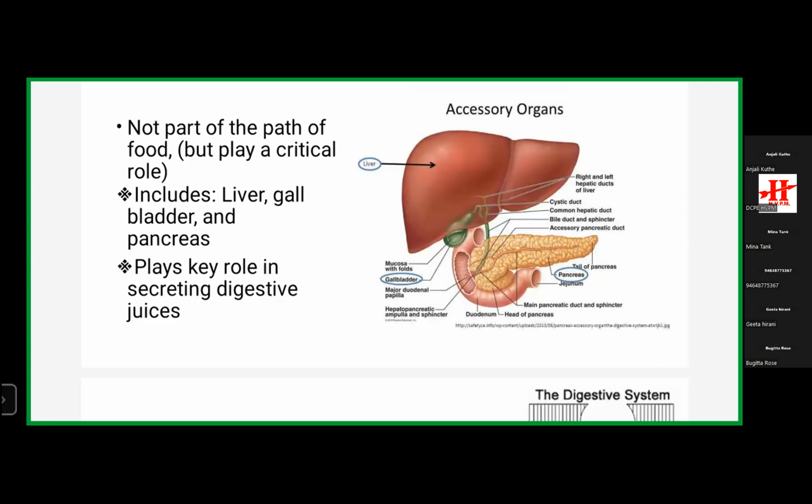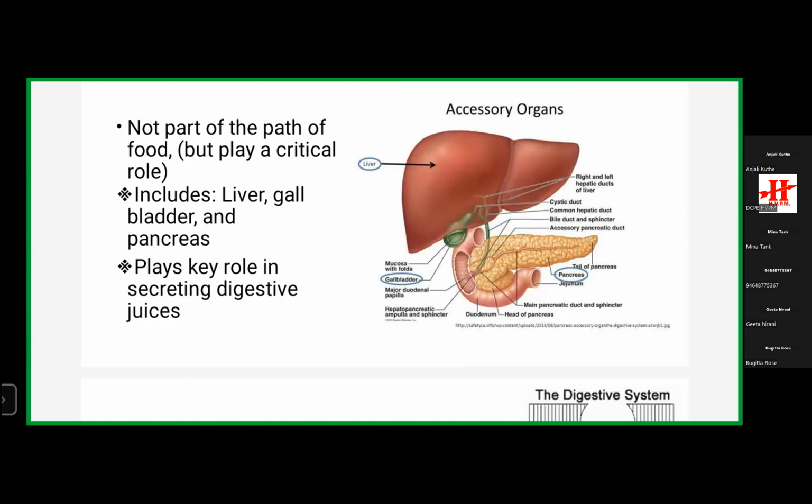Another 2 lobes are also present in the liver, known as the caudate lobe and the quadrate lobe. Where these lobes are located, actually we cannot see them superiorly. The caudate lobe extends from the posterior side of the right lobe, and the quadrate lobe extends from the inferior to the caudate lobe. So these are the 4 lobes of the liver: right lobe, left lobe, caudate lobe, and the quadrate lobe.